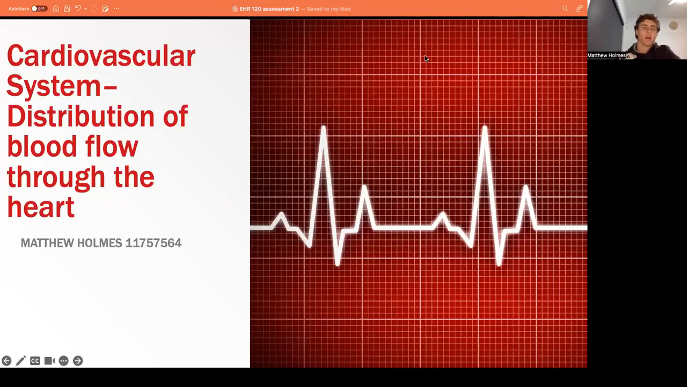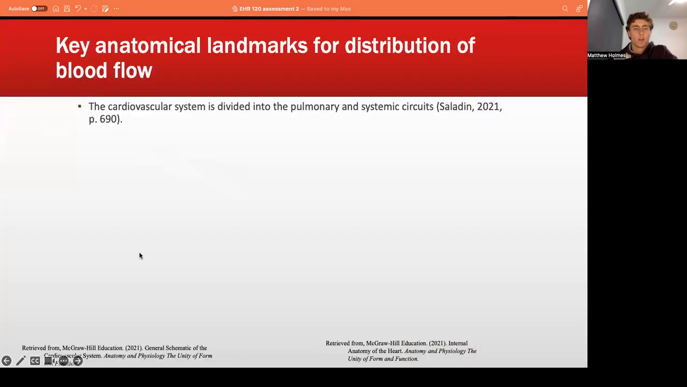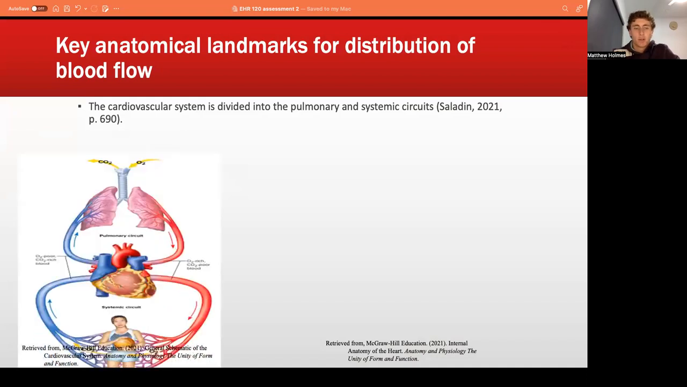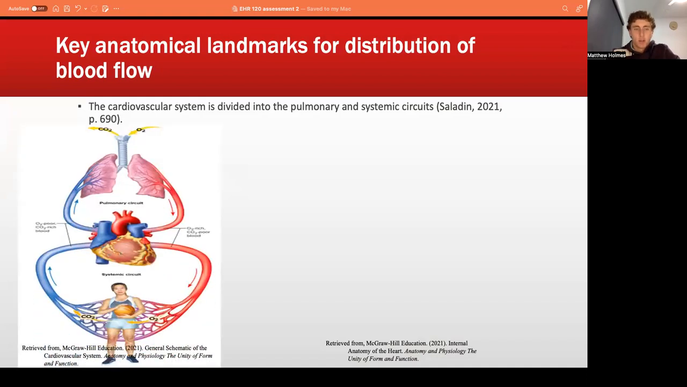Inflation is on the cardiovascular system, on the distribution of blood flow through the heart. So the key anatomical landmarks for the distribution of blood flow begins with what is pictured on the slide, which are the two cardiovascular systems, which is the pulmonary and systemic circuits.